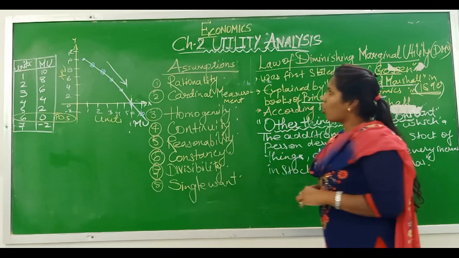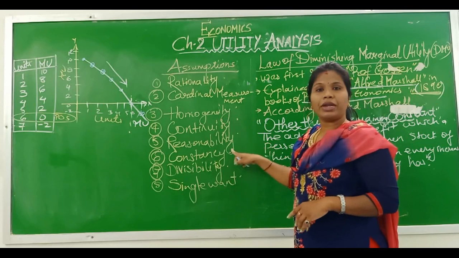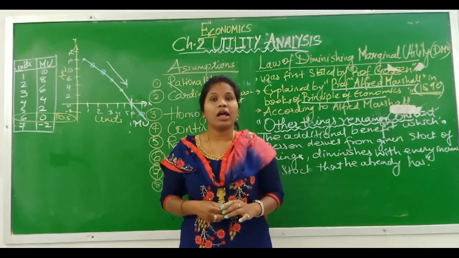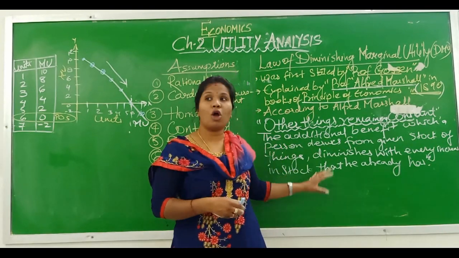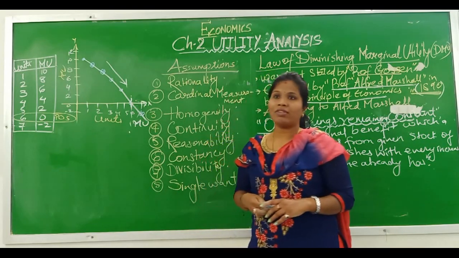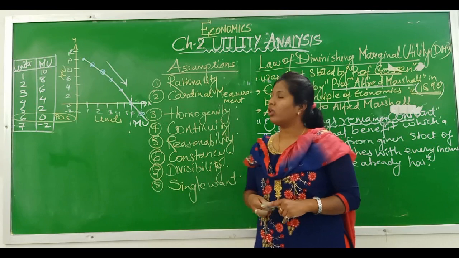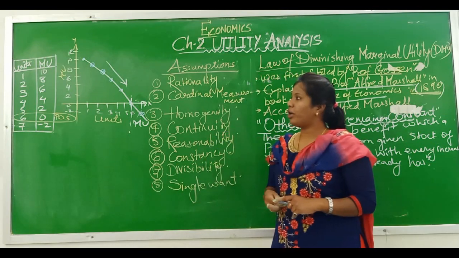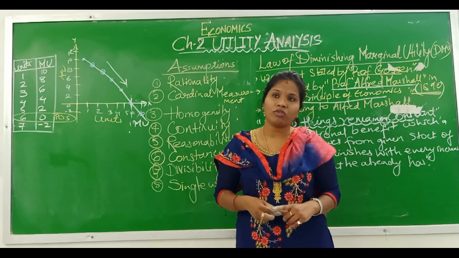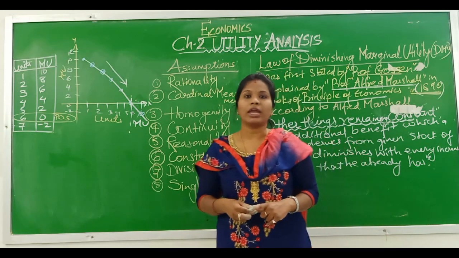What are the other things remaining constant? Rationality, cardinal measurement, homogeneity, continuity, reasonability, constancy, divisibility and single want. These are the assumptions that Alfred Marshall has made. If we plot this on a graph and schedule, in this schedule we can see 1, 2, 3, 4, 5, 6, 7 units. Marginal utility at the first unit was highest, then it started declining. At one point it became 0 and then negative. In the graph, it would be a downward slope. When it becomes 0 at unit 6, it is touching the x-axis, then it goes to the negative quadrant.